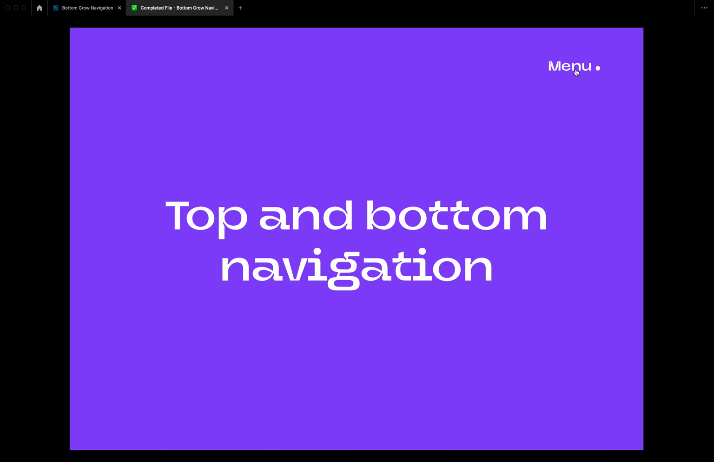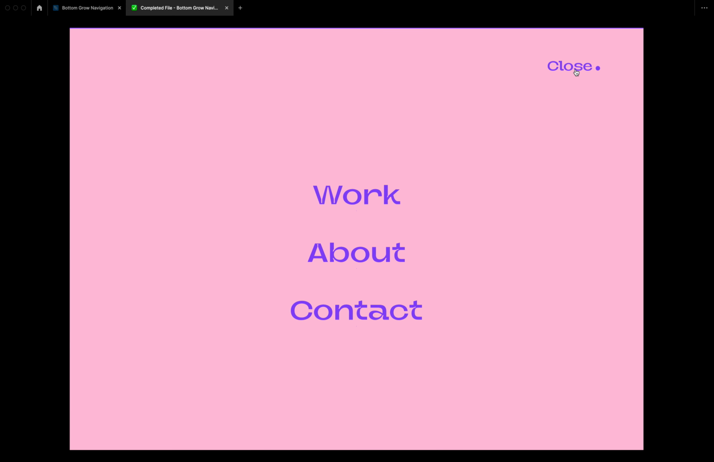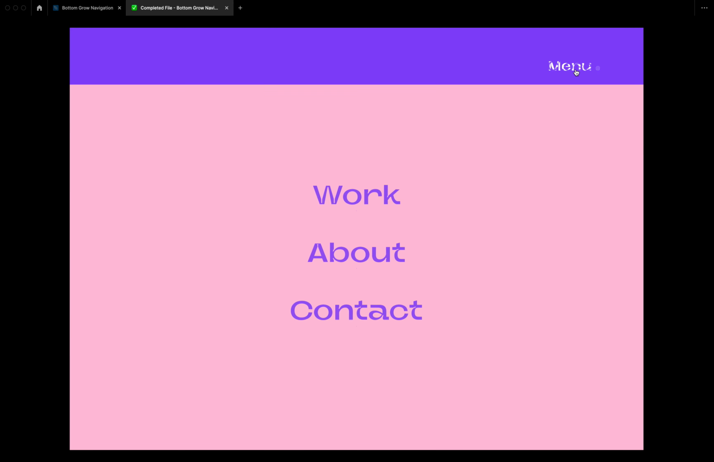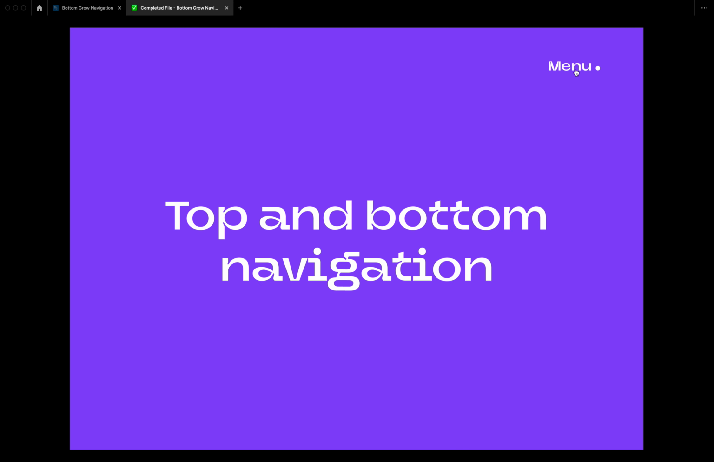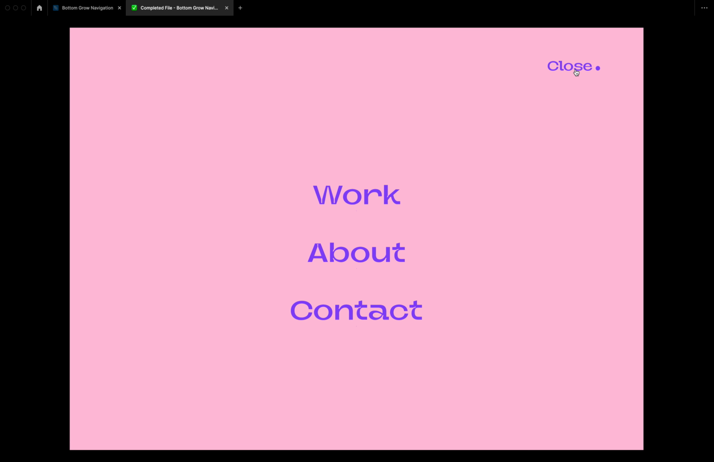We are going to see the top and bottom navigation. You all see this demo, right? When we click it, the menu, the navigation will grow from bottom to top, and the second interaction is when we hover the text, the underline will grow from the center in both directions. Okay, no more waiting.